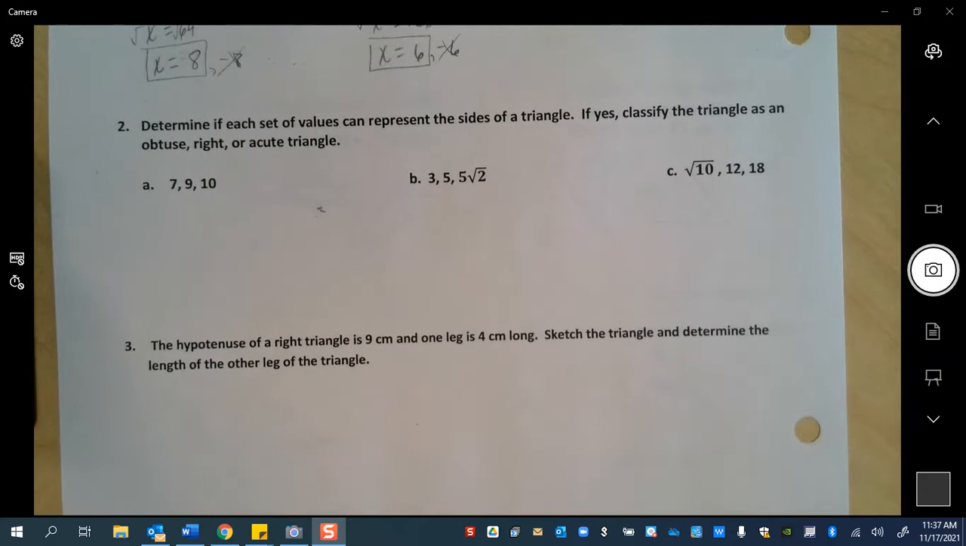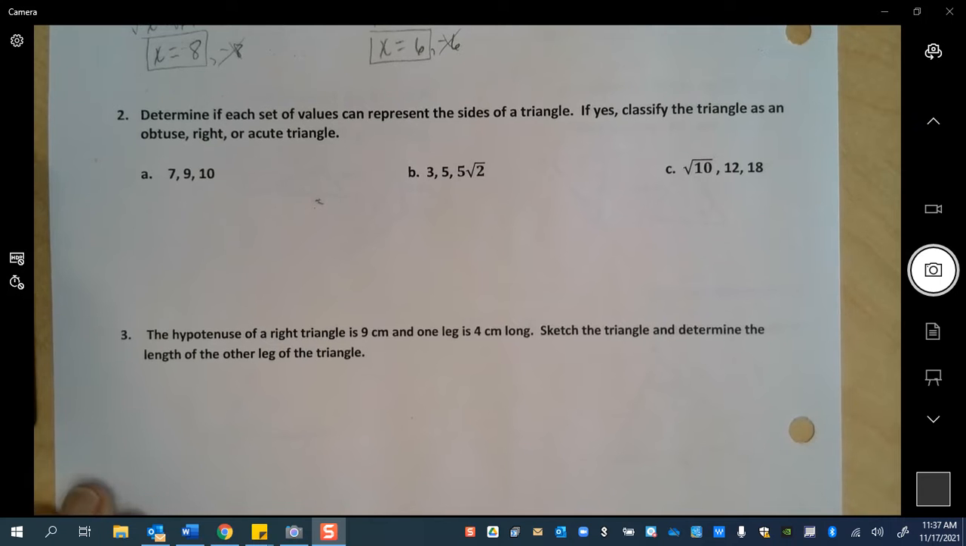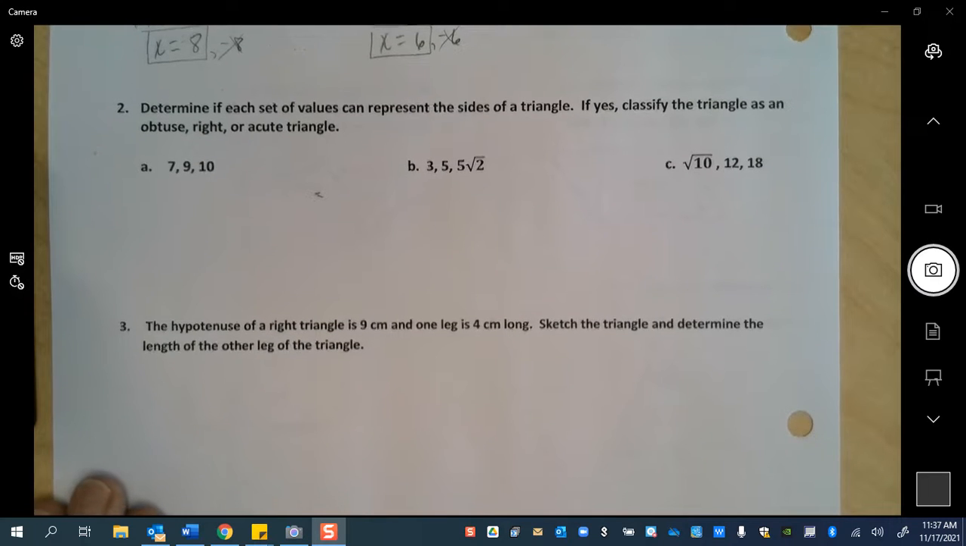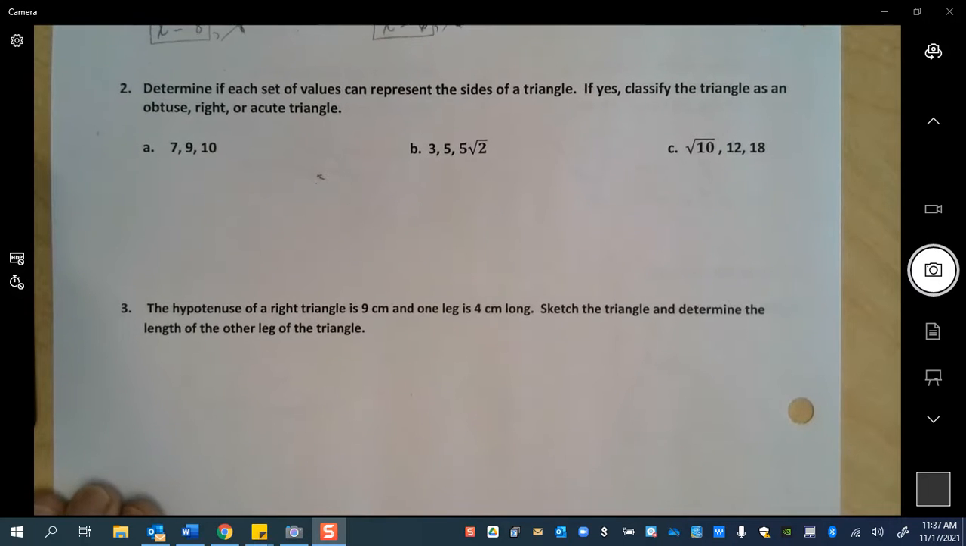Determine if each set of values can represent the sides of a triangle. If yes, tell me, is it obtuse, right, or acute? And then number 3, sketch that triangle and solve it. On your mark, get set, think. All right, let's check it out.